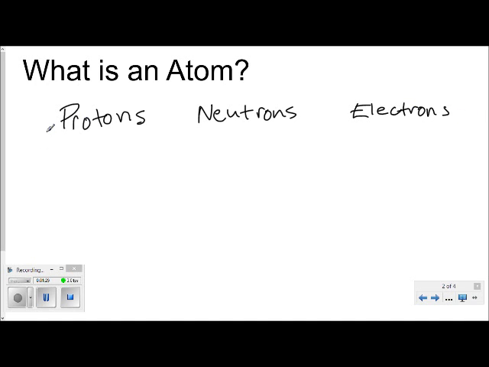And really what we need to understand about them is where are they located? I'm going to write L to say where they're located. Okay? What is their charge? Okay? And what is their mass? So LCM, so location, charge, and mass. Protons are located in the nucleus. Neutrons are also located in the nucleus. And electrons are located in shells or on the outside of the atom.